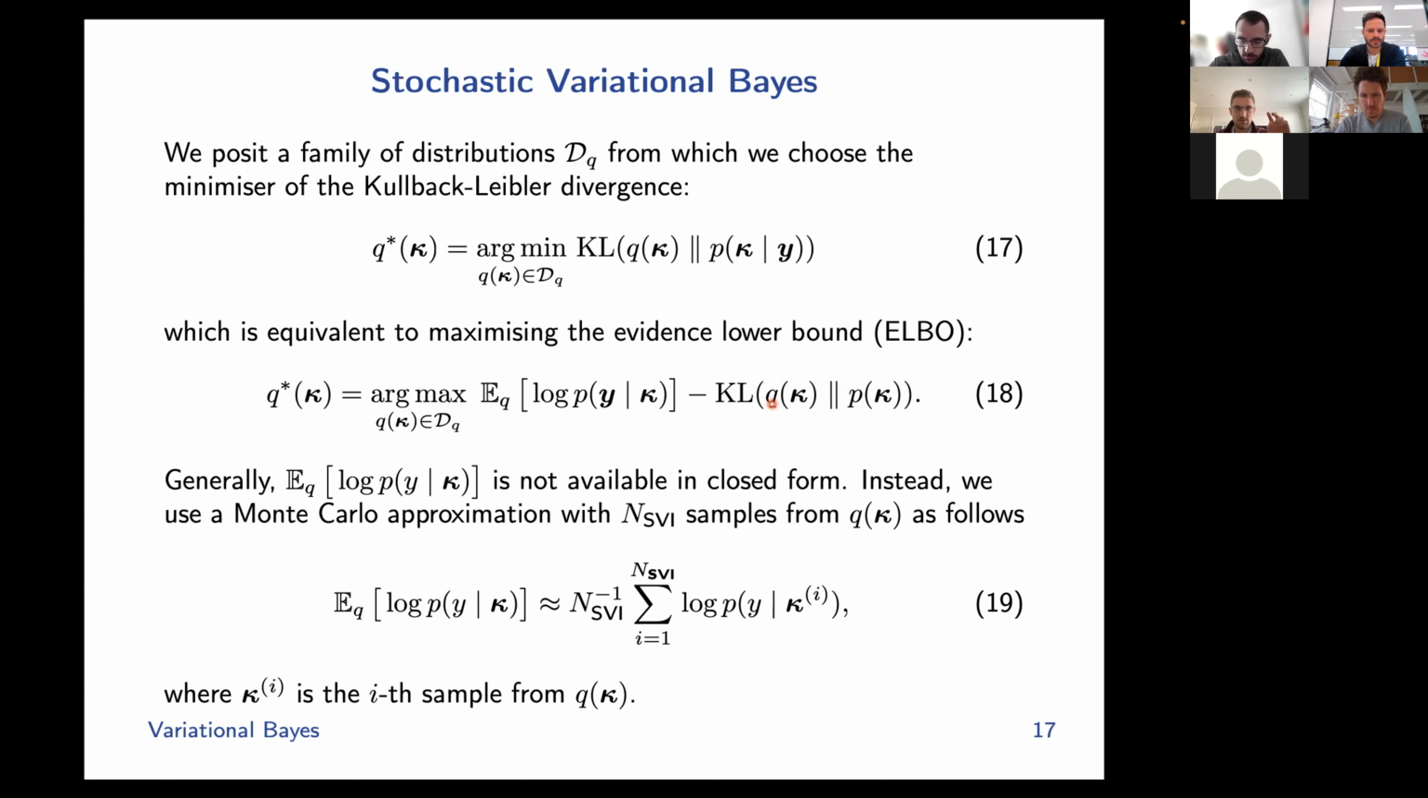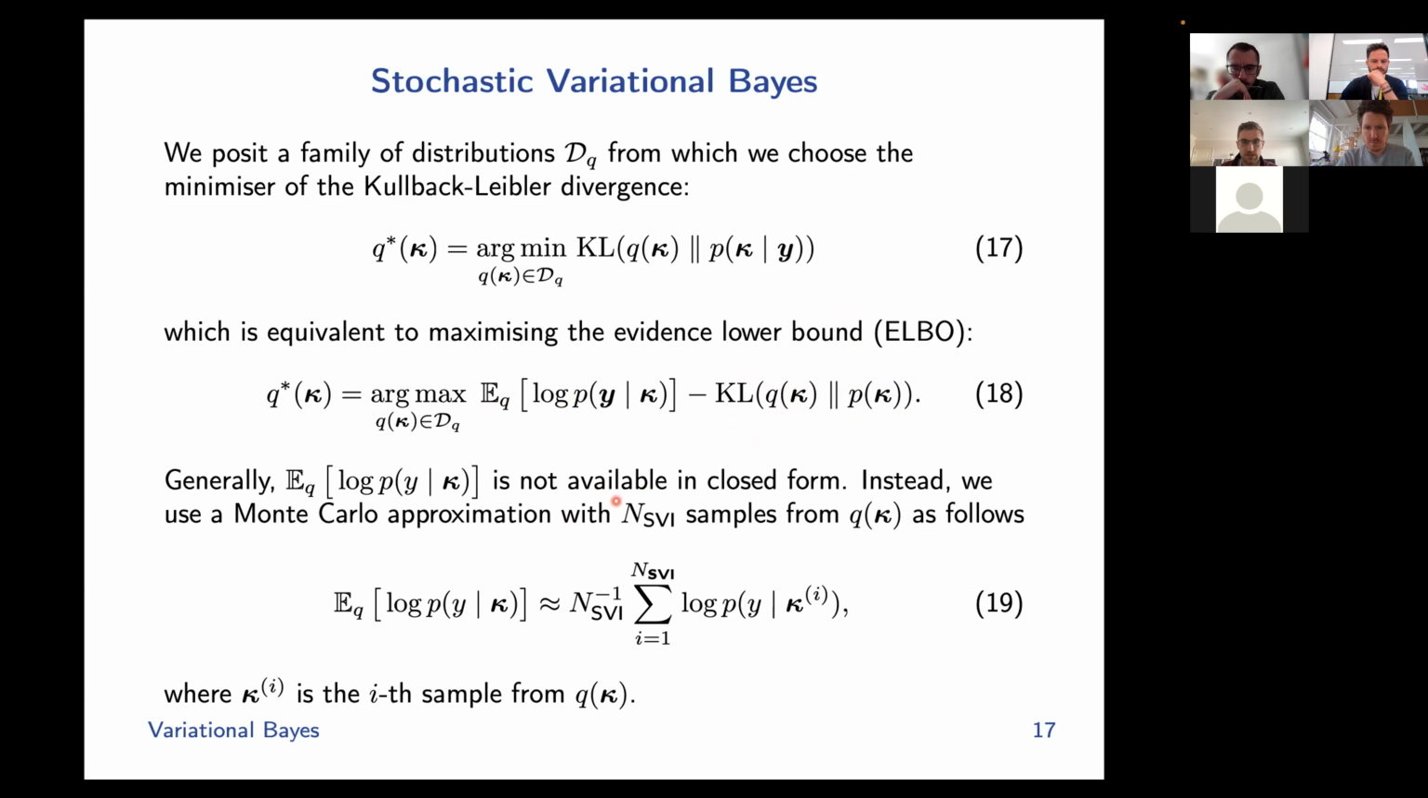between the distribution we're trying to find and the prior, and this term is evaluating the expectation of the log likelihood with respect to the Q distribution. So this is generally not available in closed form. The KL term is often available in closed form, for example when P and Q are both Gaussian. But this term is not generally available.